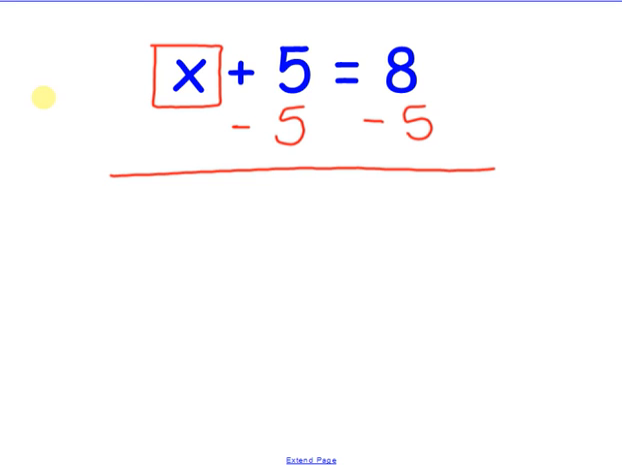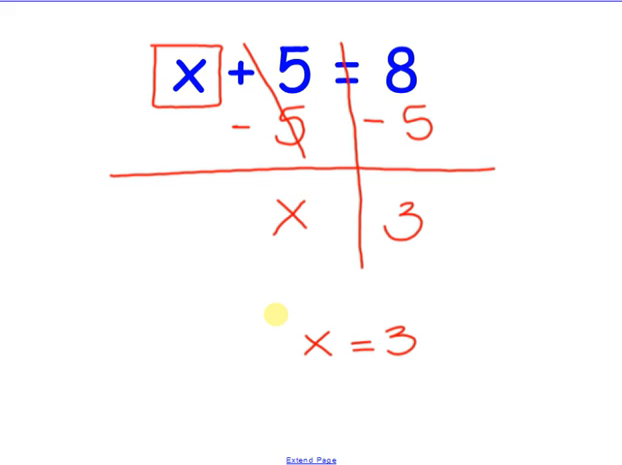Okay. Now what is positive 5 minus 5? You should get 0. So these cancel each other out. The only thing left, and you can even draw a line where the equal sign is if it helps you, the only thing left on this side is x. And then here you have 8 minus 5, which is 3. So your answer is x = 3.